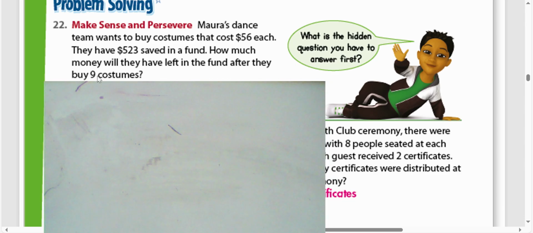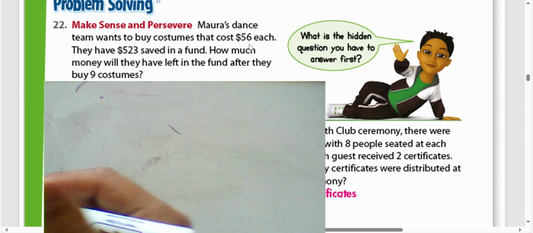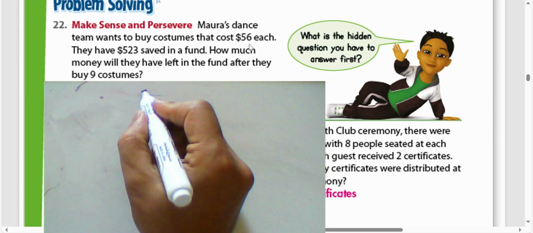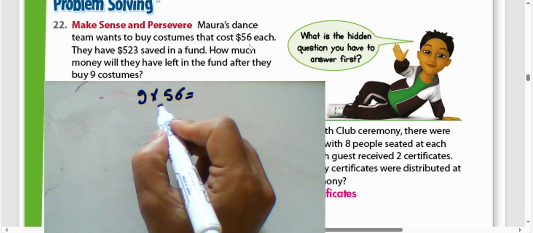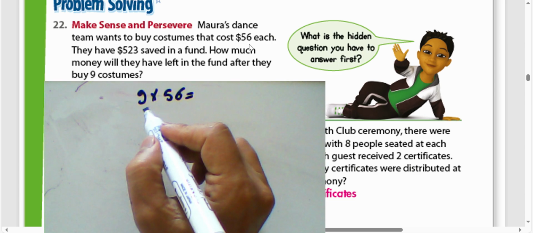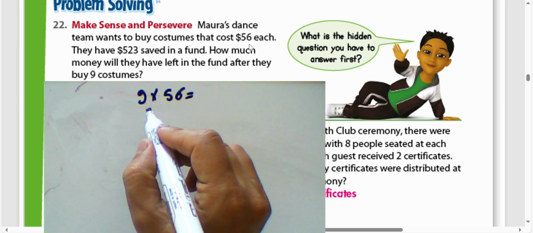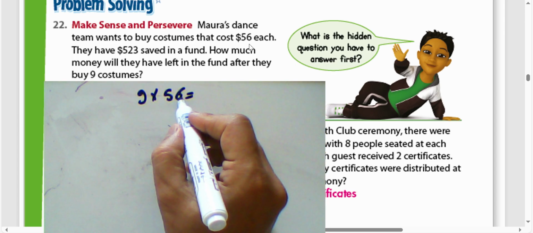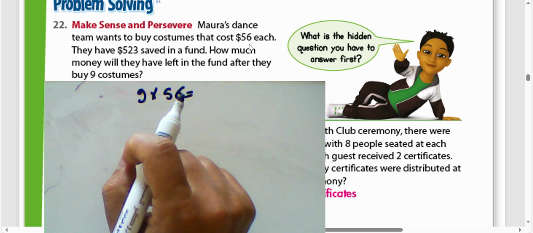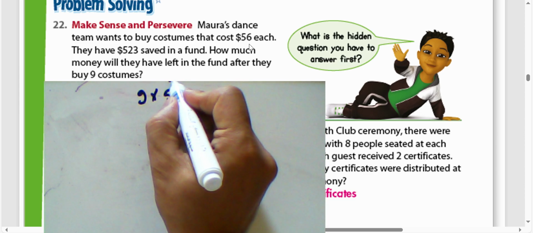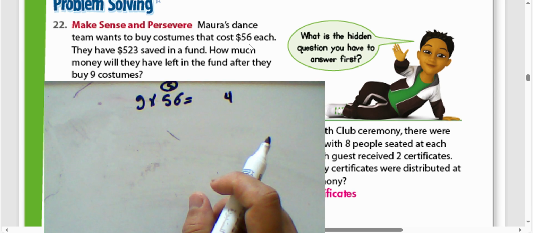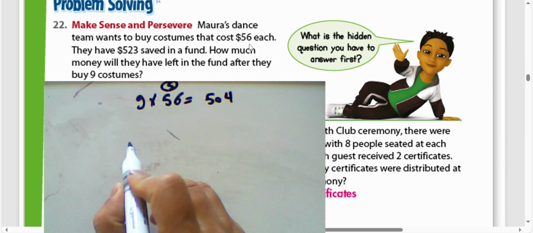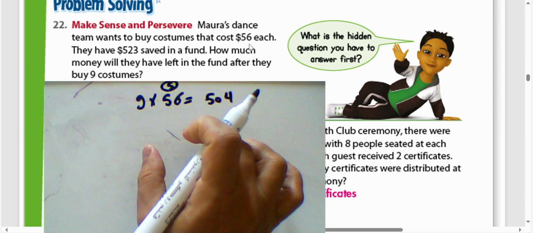Okay, we can find the result. The product of the number of costumes, 9, and the price of each one, 56. We can write 9 times 56 to find the total amount of 9 costumes. 6 times 9 equals 54. Write 4 and carry 5. 5 times 9 equals 45. 45 plus 5 equals 50. Okay, then the price of 9 costumes will be 504.